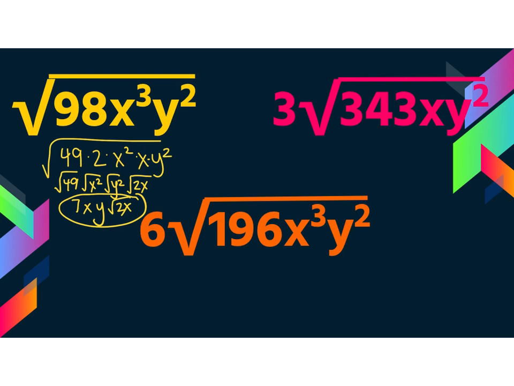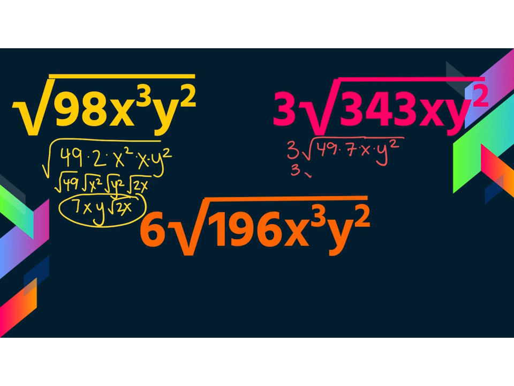Let's take a look at 3 square root of 343xy squared. 343 I know is divisible by 49, so we're going to rewrite that as 3 times the square root of 49 times 7 times x times y squared.